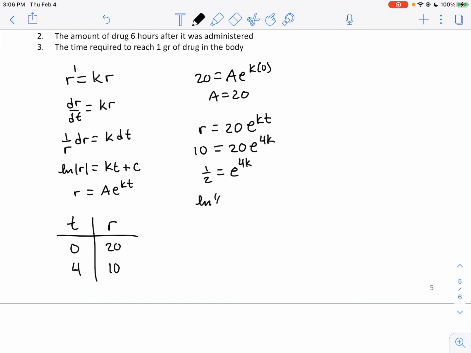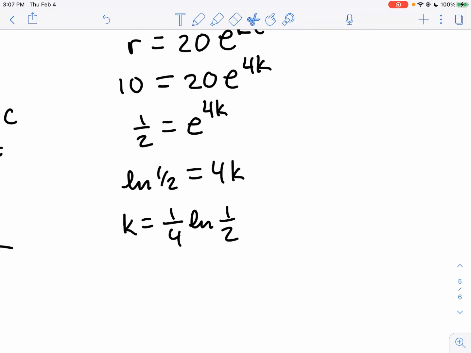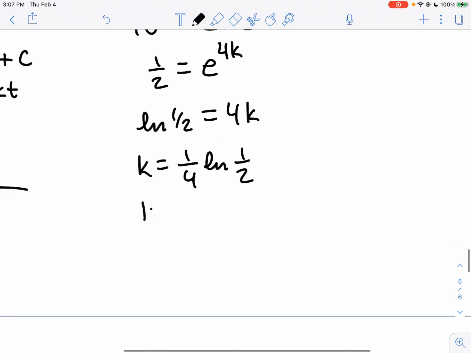Natural log both sides, and divide by 4. So this is our k rate here. k is 1/4 of natural log of 1/2. You might remember a trick here with natural logs. I could write that natural log 1/2 as natural log 1 minus natural log 2, and natural log 1 is 0. So I could write it as negative natural log 2. Or you can remember this property, 1/2 is 2 to the minus 1, and then bring that negative 1 down as a coefficient, so negative natural log 2. So it's very common for this rate to be written the following way. k is equal to negative 1/4 of natural log 2. These are the same thing. It doesn't really matter which one you pick.